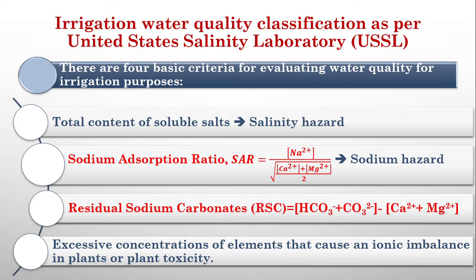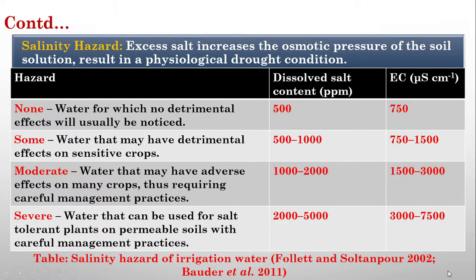The USSL has classified the irrigation water, so we'll see each of the parameters. The first one is the salinity hazard, or excess salt concentration. According to that, we can categorize the water. The normal general categorization is based on salinity. The hazard can be categorized into four types: none, some hazard, moderate hazard, and severe hazard.